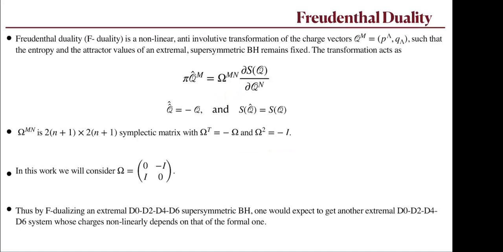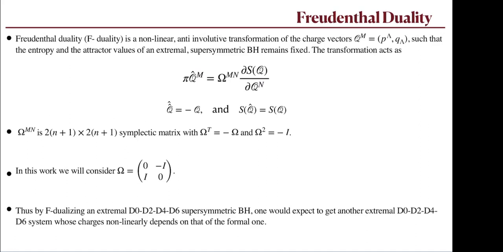So essentially what you can do is that by F-dualizing, you have a D0, D2, D4, D6 system. And you're saying that I will also have another D0, D2, D4, D6 system, which is dual to this one. But the only invariant thing is the entropy. Other values, in fact, may change. Because U-duality preserves a lot of things, makes a lot of invariants. Here you will not see those invariants. This is not a U-duality invariant. Okay, so that's a symmetry.